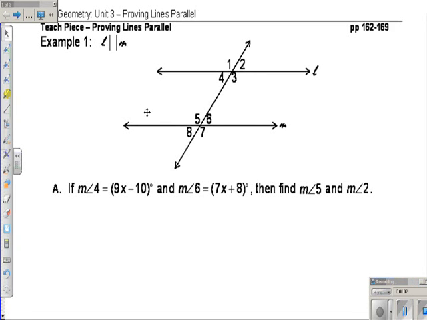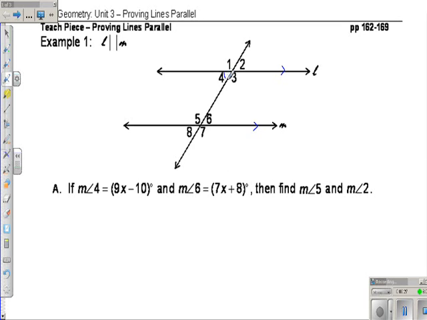So today we're talking about proving lines parallel. We're using the same theorems and postulates that you learned yesterday, but now we're going to put them in proof form. Okay? The first thing, they told us that line L and line M are parallel. So the first thing you want to do is go ahead and mark your picture to show that those are parallel. Now, since those are parallel, they're now talking about, they've given us angle 4 and angle 6.